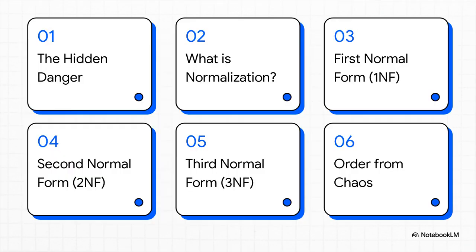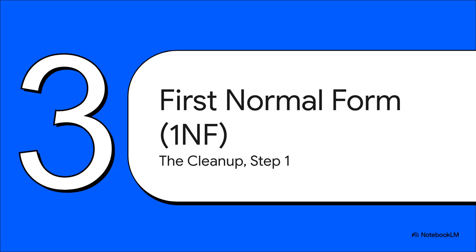So here's our game plan. We've seen the danger, and we know what normalization is. Now, we're going to walk through the first 3 stages, first, second, and third normal form, to see exactly how we transform this chaos into clean, reliable order. Okay, let's get our hands dirty with step 1. This first stage is all about setting up the most basic, fundamental rules for organizing our data properly.